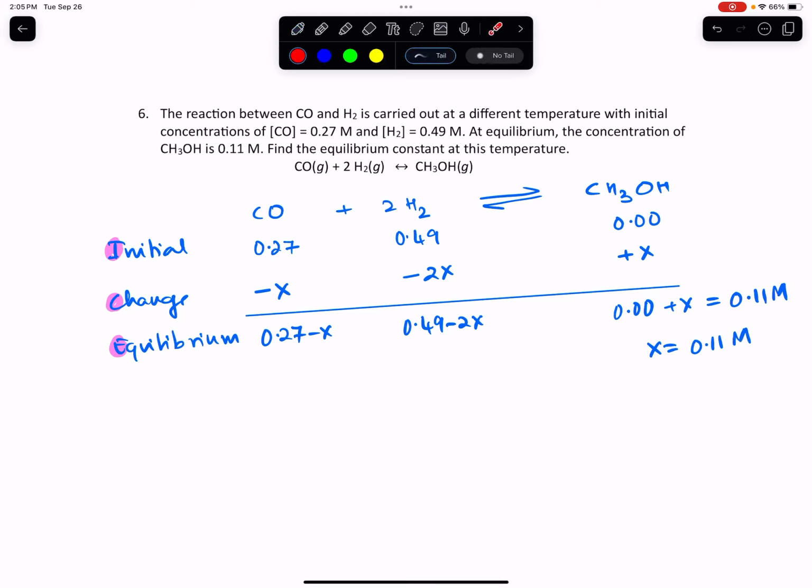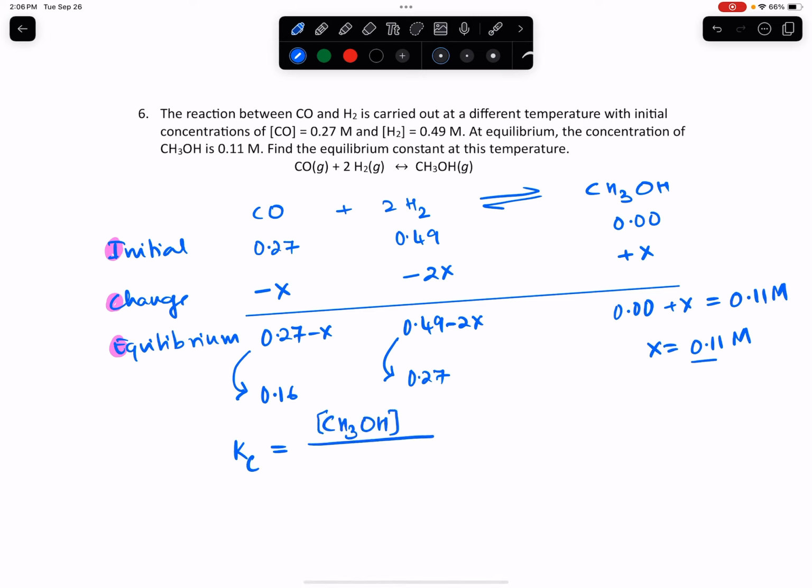Now we can plug in the value of X in these two to get the quantities. When we plug in the value of X out here, we get 0.16 molar. We plug in the value of X out here, and this one reduces to 0.27 molar. And of course, we know what that is. So at this point, let's write the equilibrium expression for this reaction. That's Kc is equal to CH3OH over CO times H2 raised to the power of 2. And now we'll plug in the values of each of these equilibrium concentrations.